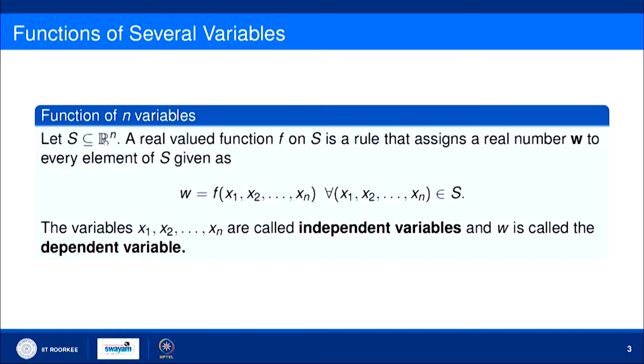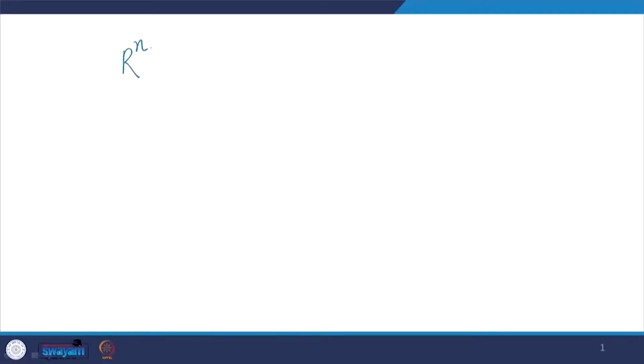Before going to the various other aspects of calculus, let us first understand functions of n variables. What do you mean by a function of n variables? Let us suppose a subset of Rn. What do you mean by Rn? Rn is basically the set of n-tuples (x1, x2, up to xn) such that xi belongs to R for all i. So, this is basically Rn.